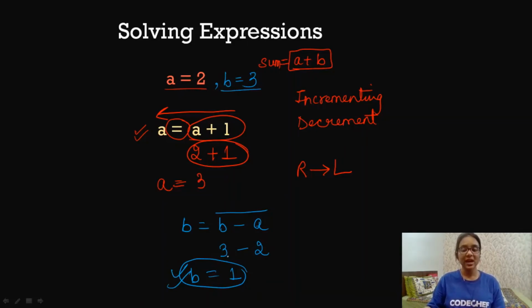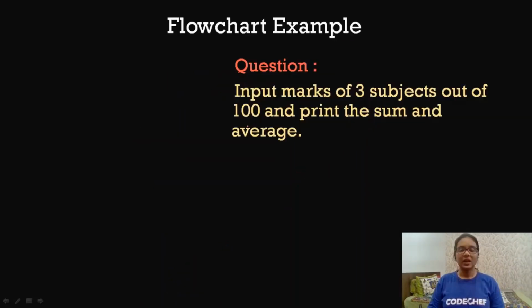It was used and a newly evaluated value of b, that is 1, was stored in it. So this is how these special kind of expressions work. We will be using them in the later parts of the video, so please do remember this. So now that we have learned something new, that is arithmetic operators, let us try to solve a question based on it and represent that instruction cycle in the form of a flowchart.